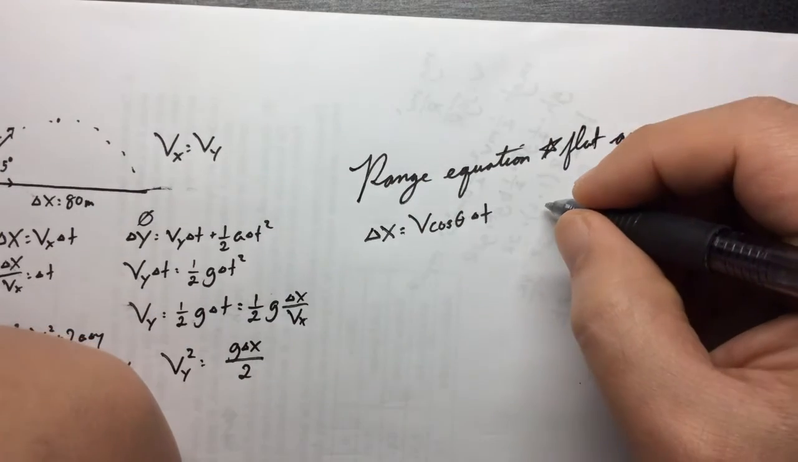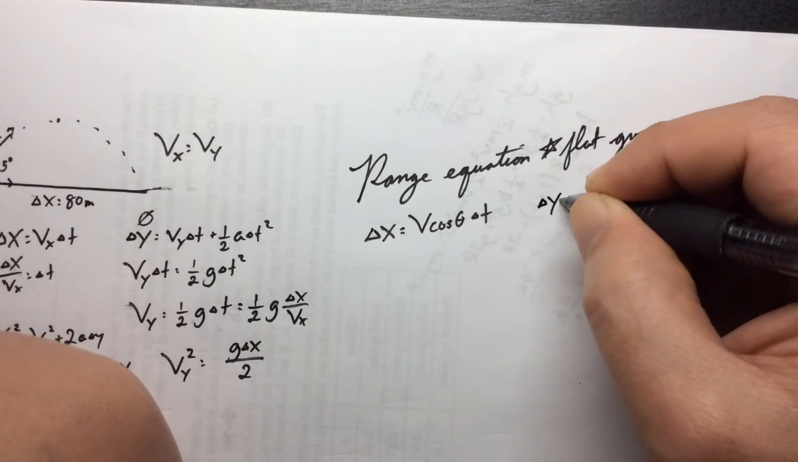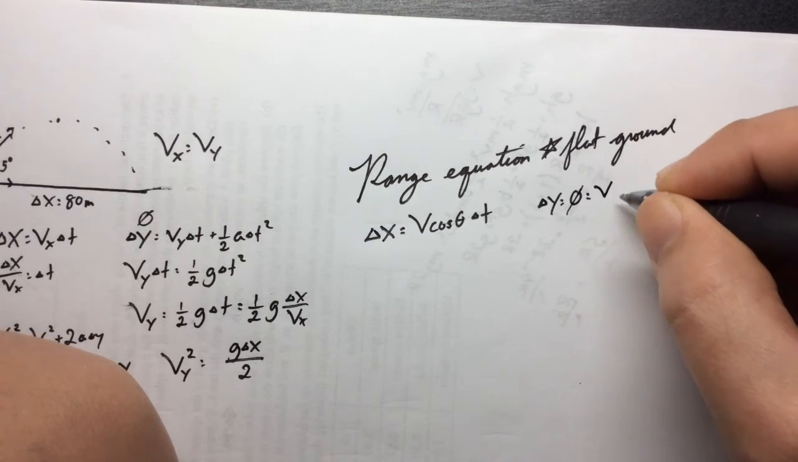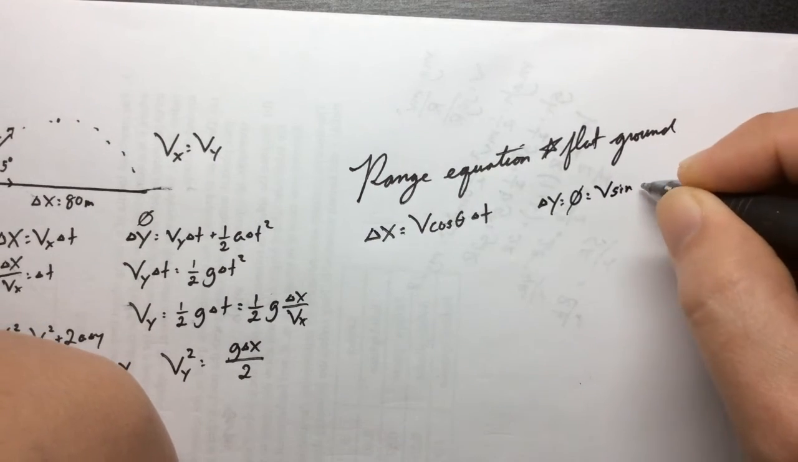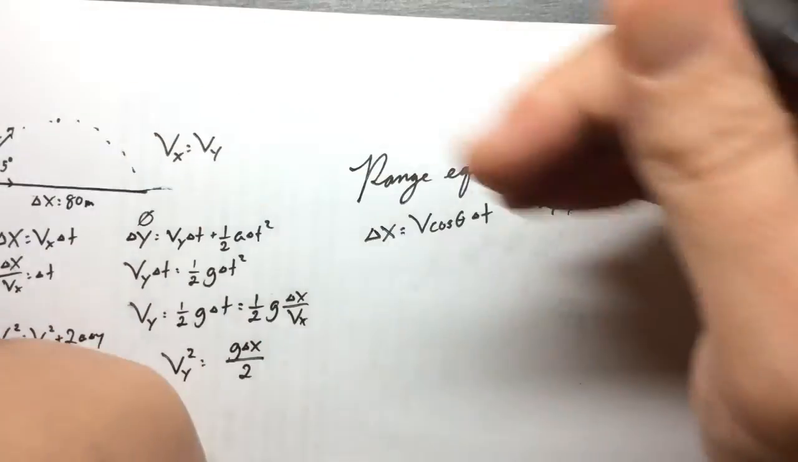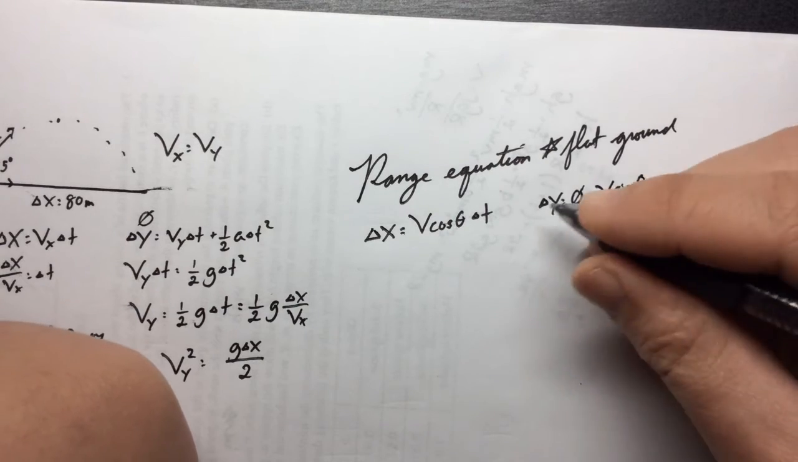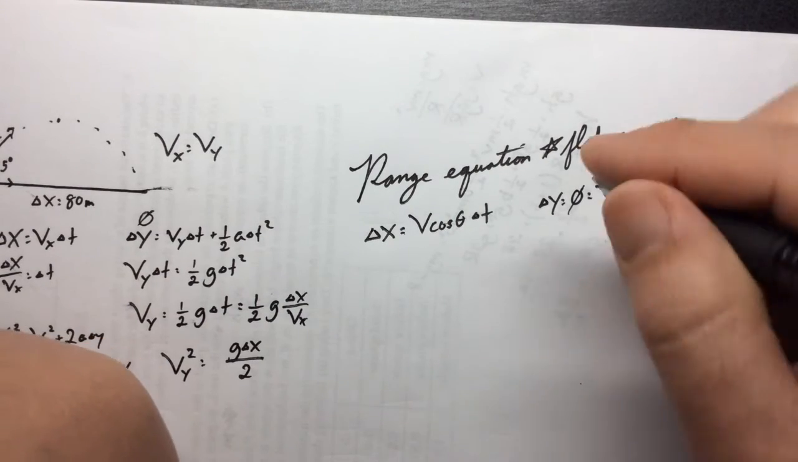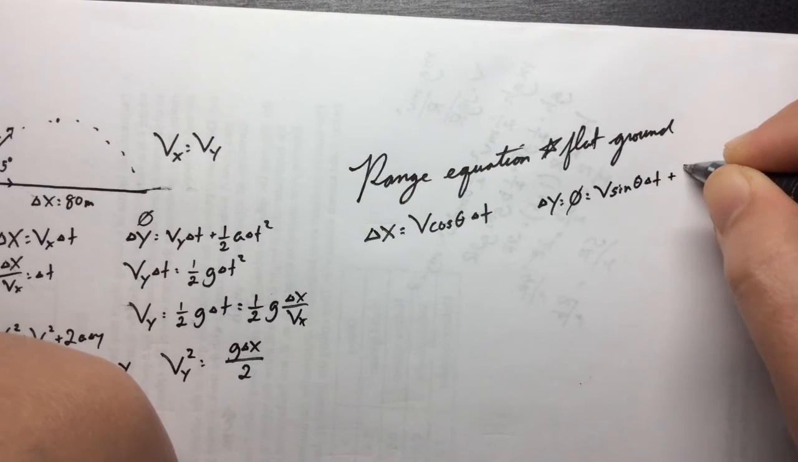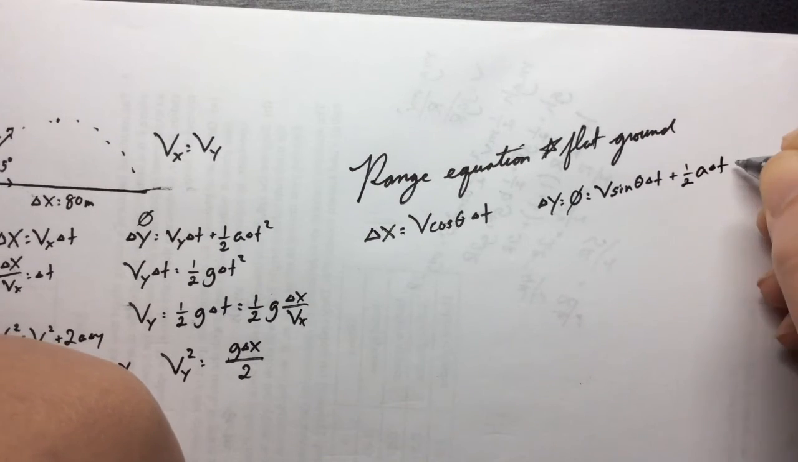So in flat ground, I know my delta y is 0. So I'm going to say delta y is equal to 0. And that's going to be equal to my velocity times the sine of theta. And the reason why I'm using sine and cosine is because the angle might not be 45 degrees. I know this one we just did 45 degrees, but deal with it. This will be a general one. So v sine theta times time plus 1/2 a t squared.